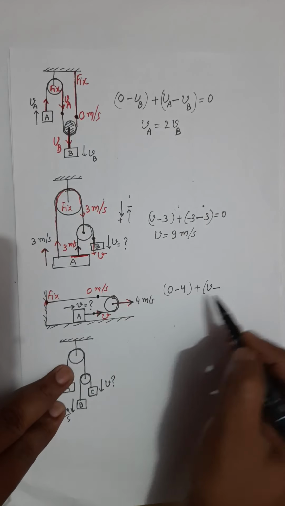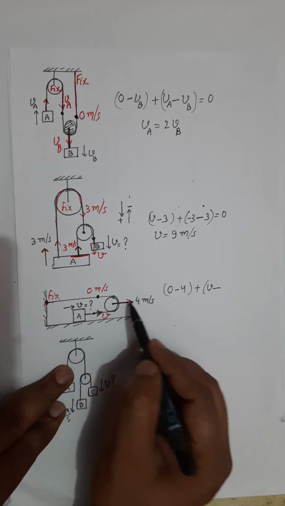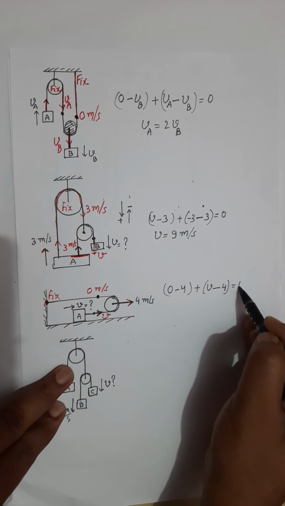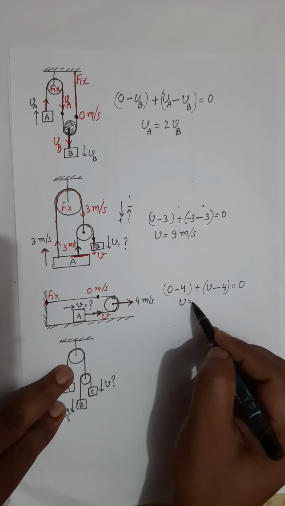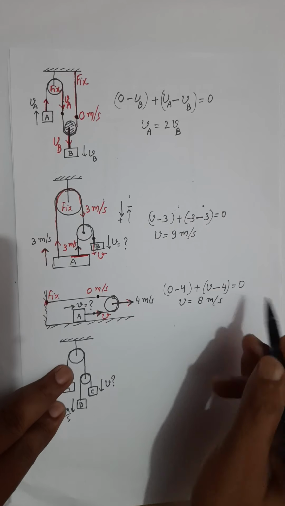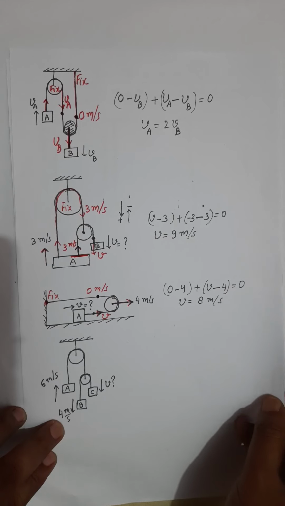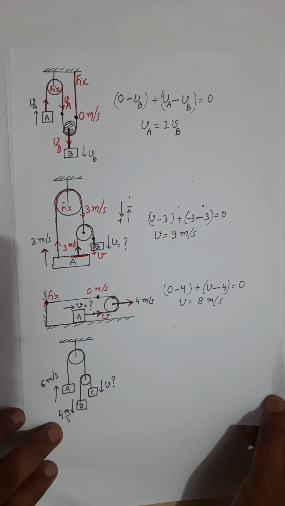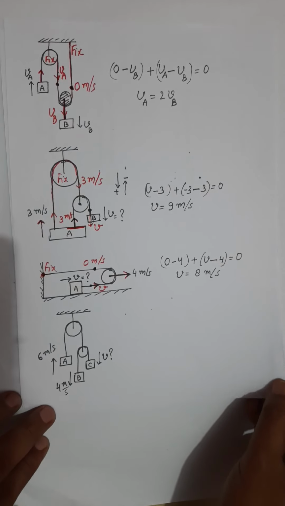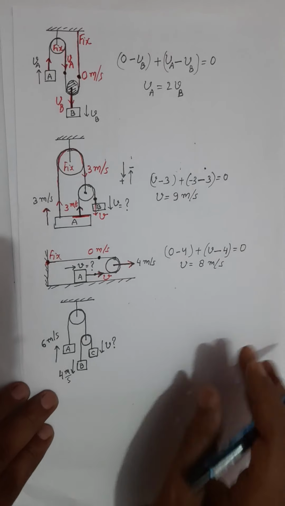To convert it into the relative velocity, subtract the pulley velocity 4 and put it equal to 0. And now you get V equals 8 meter per second. So this is a faster way to write the constraint equation in mass pulley systems. One more example to finish with this concept.